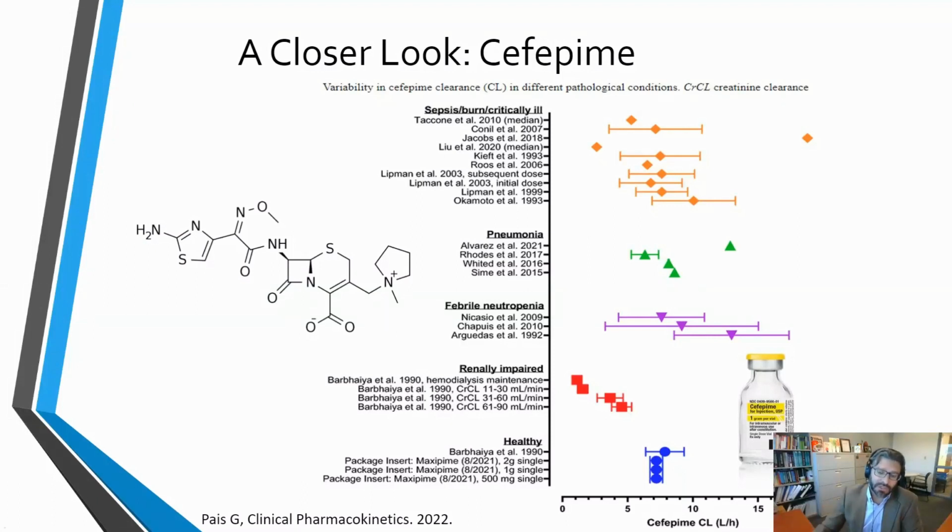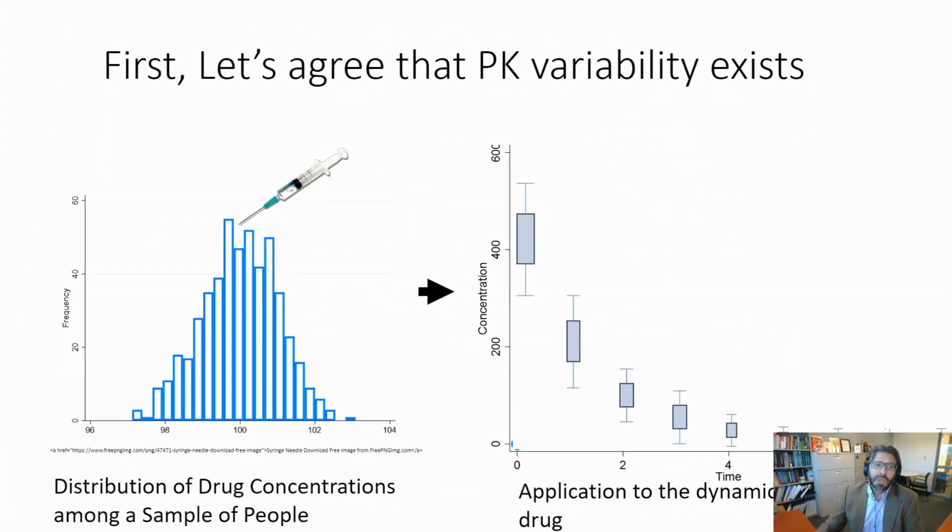When we look at our relevant patient populations, we start to see a lot of variability. So when we look at febrile neutropenia, which is shown in the purple upside down triangles, we see very wide variability. In our pneumonia patients, we see various authors have found very different clearances. So clearances that are different by as much as threefold. And then the same is shown in our septic, burn, and critically ill patient population. So very, very large distributions of clearance in these patient populations that actually require treatment, not the healthy patients, but those that we wish to use cefepime for.